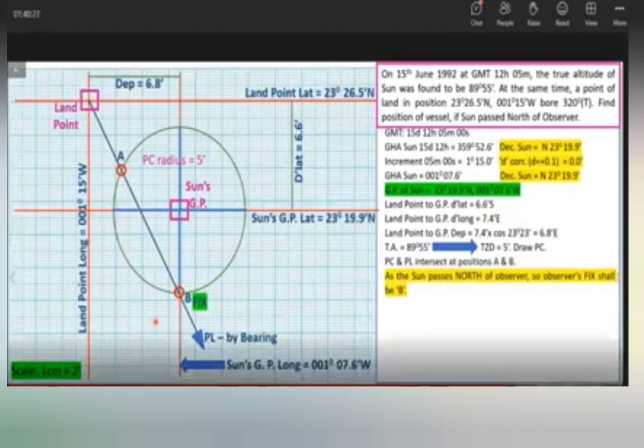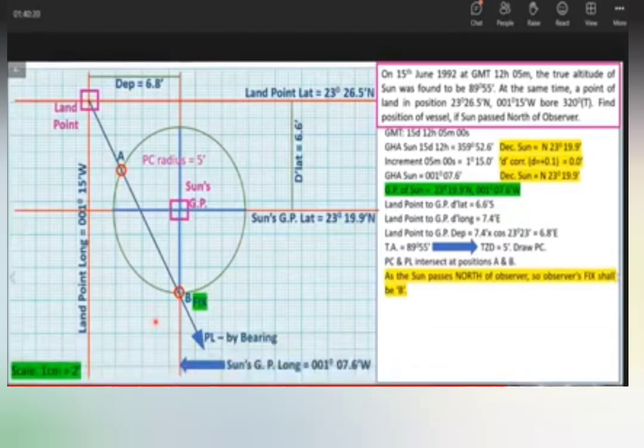Go ahead, beta. Sir, had it not been mentioned here that they find the position if the sun has passed north of the observer, otherwise also we had to rule out A because the altitude could be only when the body is above the observer.